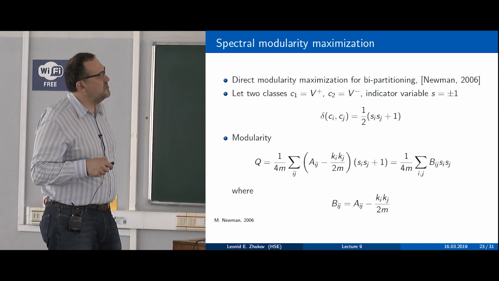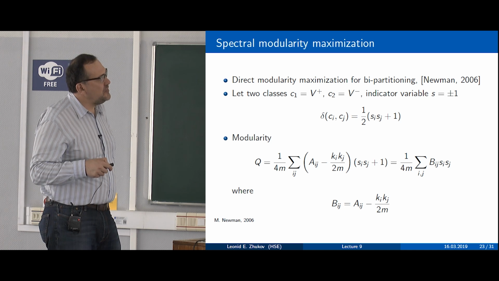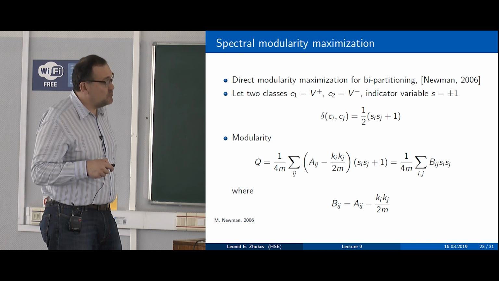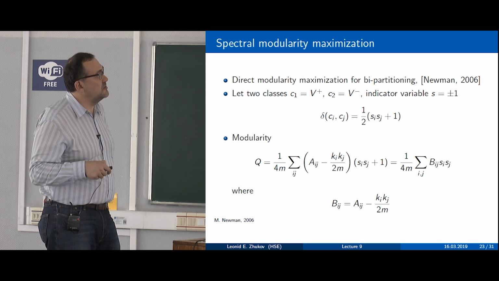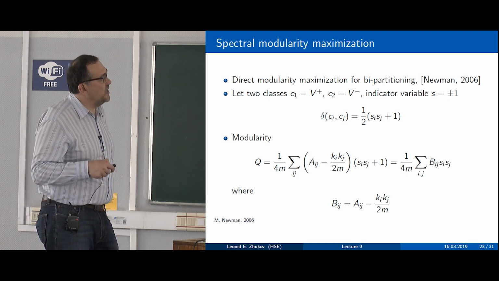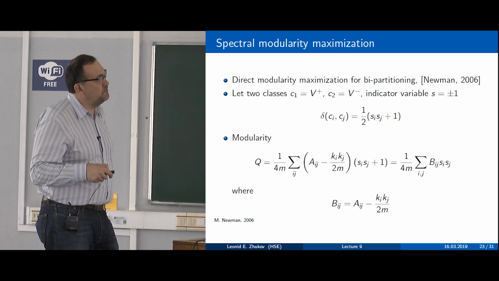It's quite useful. People who do physics see it a lot. Think about this: if i and j belong to the same partition, then it is plus 1 times plus 1, which is 1. 1 plus 1 is 2, and 1/2 of that is equal to 1. And if they belong to different partitions, it is minus 1 plus 1, which is 0. So it's a Kronecker symbol. If you use these indicator variables, surprisingly, you can write modularity, this complicated formula, in the following way.